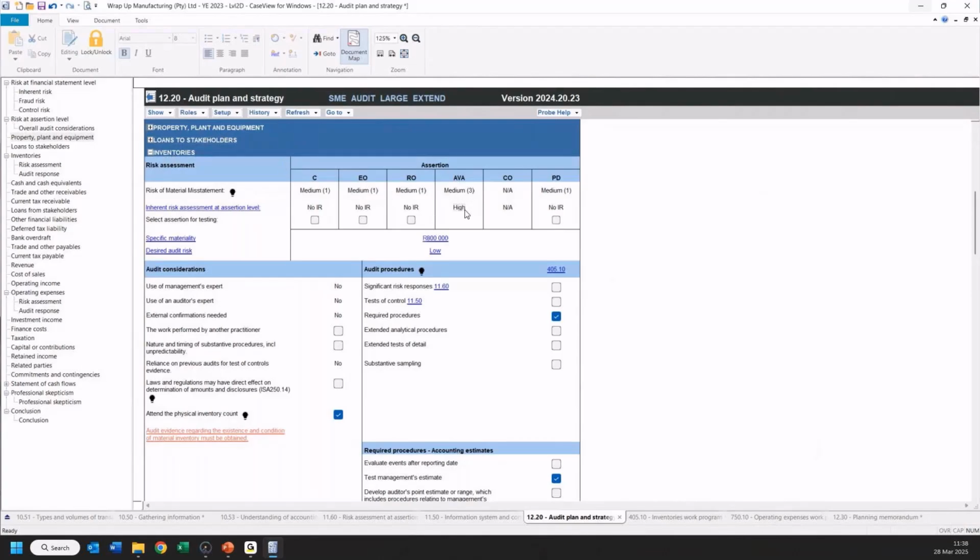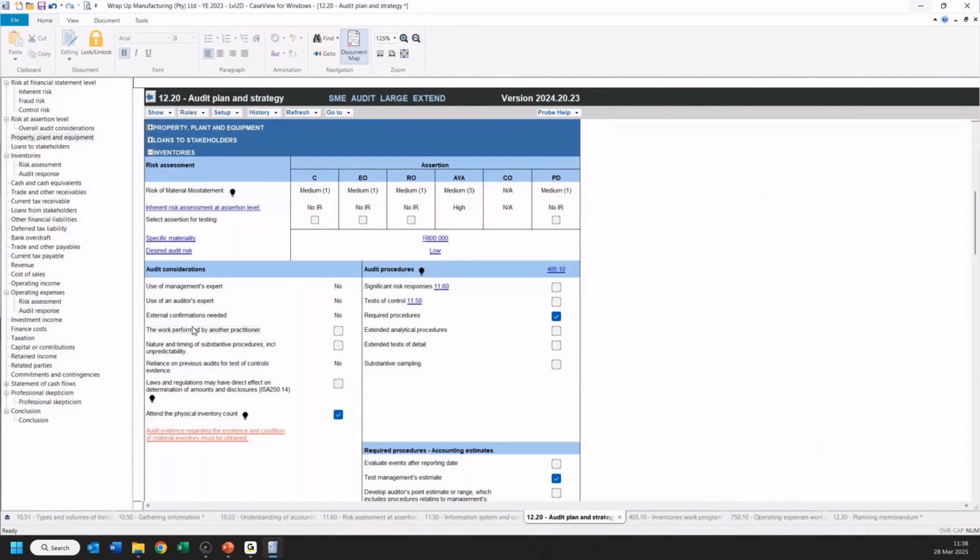I've got the high risk for AVA. I must attend the physical inventory count. There's no choice there. We must always attend it. Even though we do not have a risk for completeness or existence, we have to still attend the inventory count when inventory's balance is material.